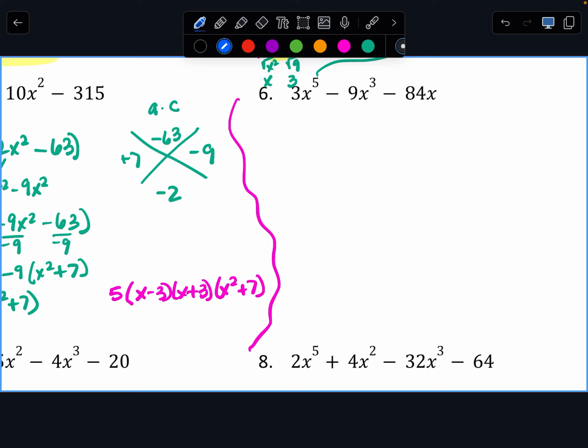What can I divide all of those terms by? 3x. So my GCF is 3x. My greatest common factor is 3x. So that gives me 3x times x to the 4th minus 3x squared minus 28.